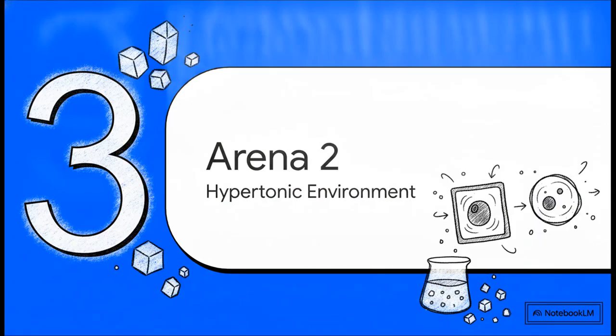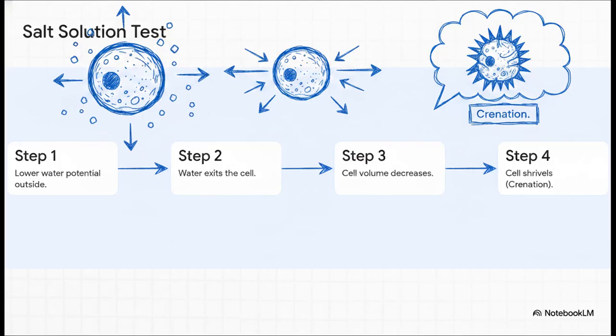Section 3, Arena 2, the hypertonic environment, our concentrated salt solution. Let's plunge our animal cell into a concentrated salt solution. Step 1, because of the salt, the water potential outside the cell is now lower than the inside. Step 2, look at the arrows. The flow has completely reversed. Water is now exiting the cell via osmosis.